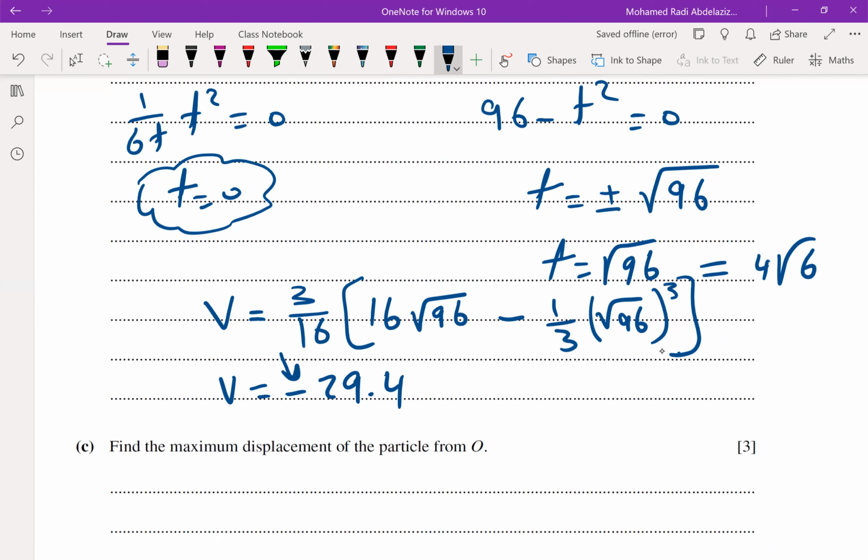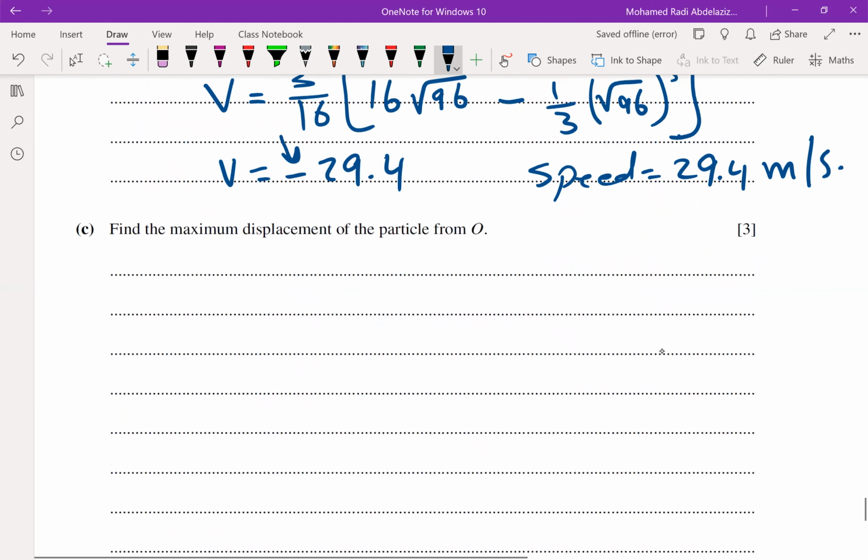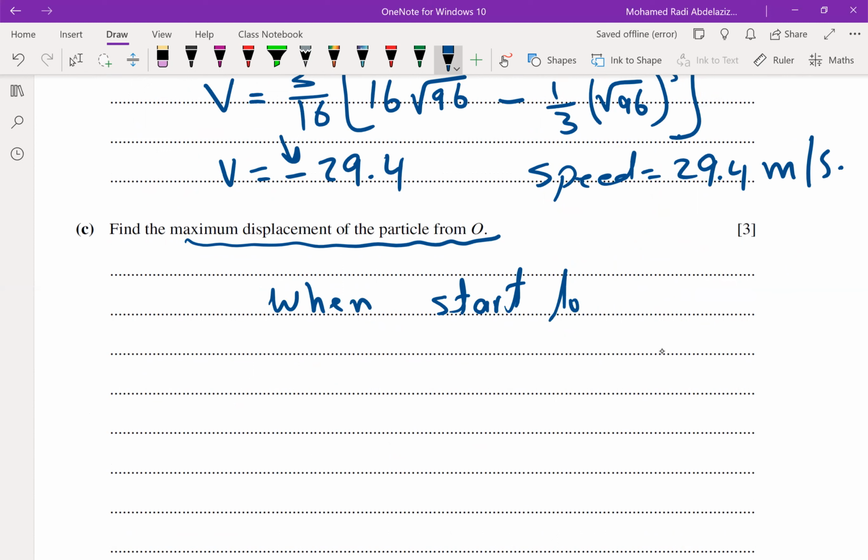This negative shows that the particle changed direction of motion, but the value of velocity or speed, its magnitude, will be 29.4 meters per second. Part C, find the maximum displacement of the particle from O. The maximum displacement of the particle from O is when the particle starts to return.